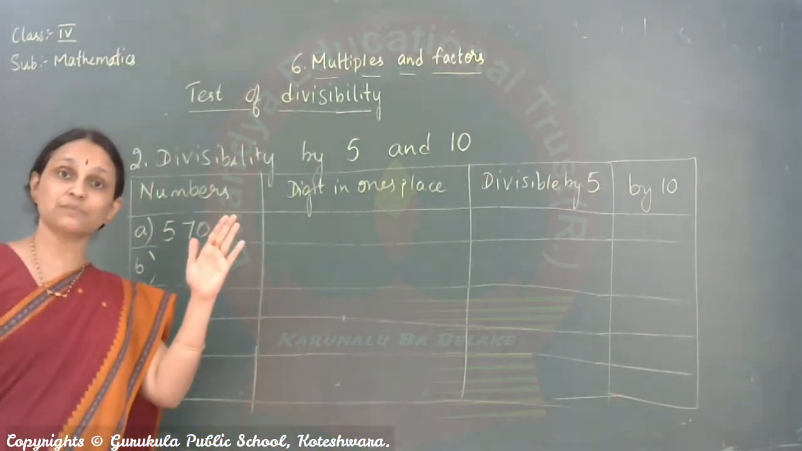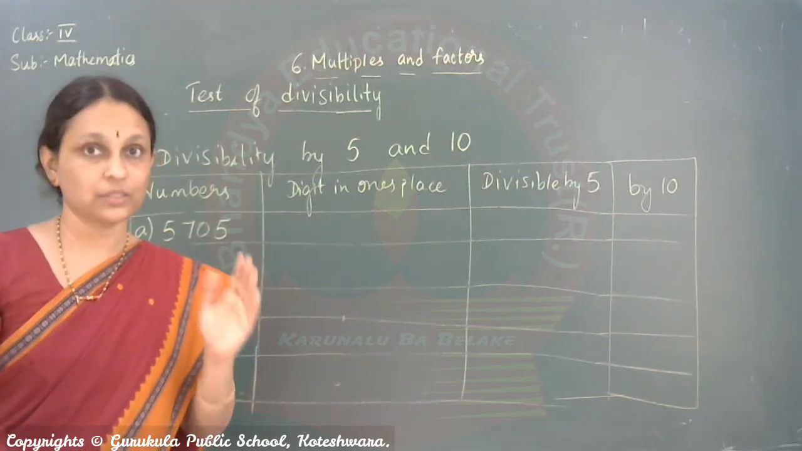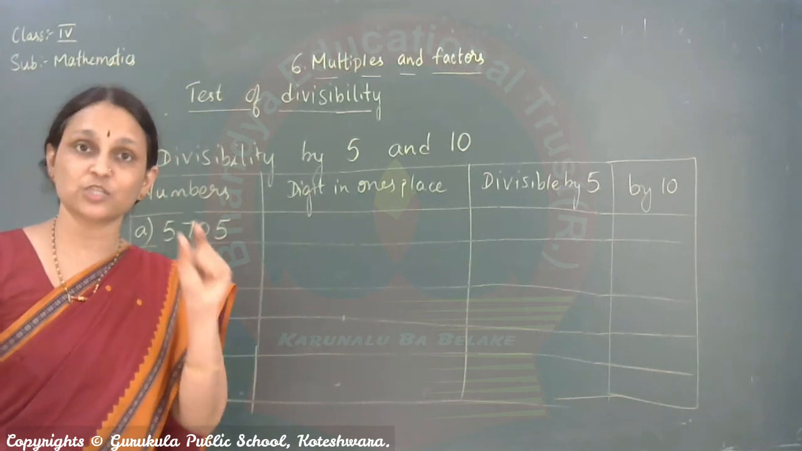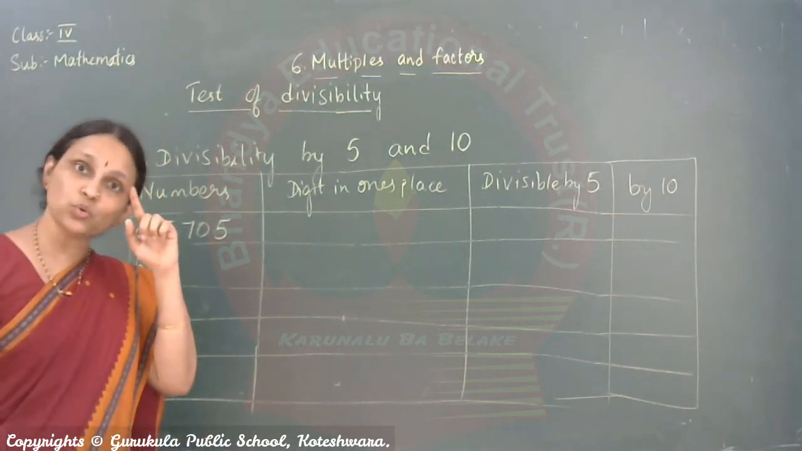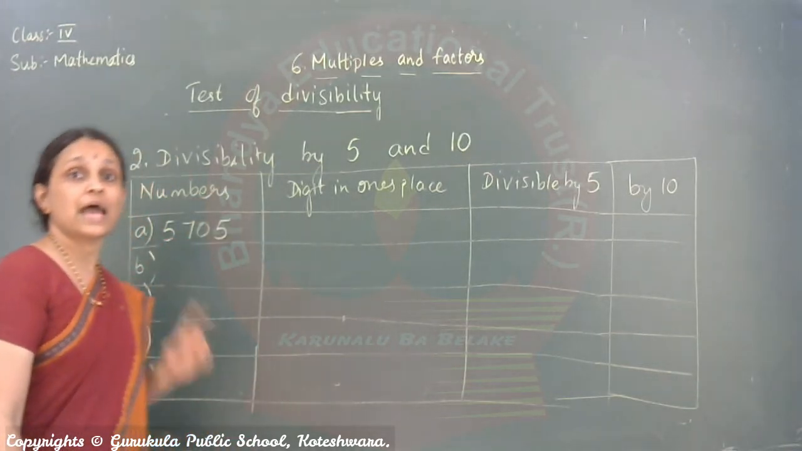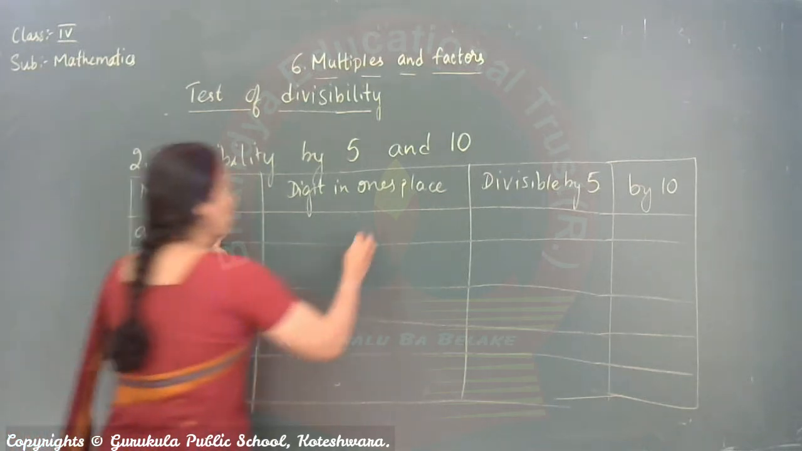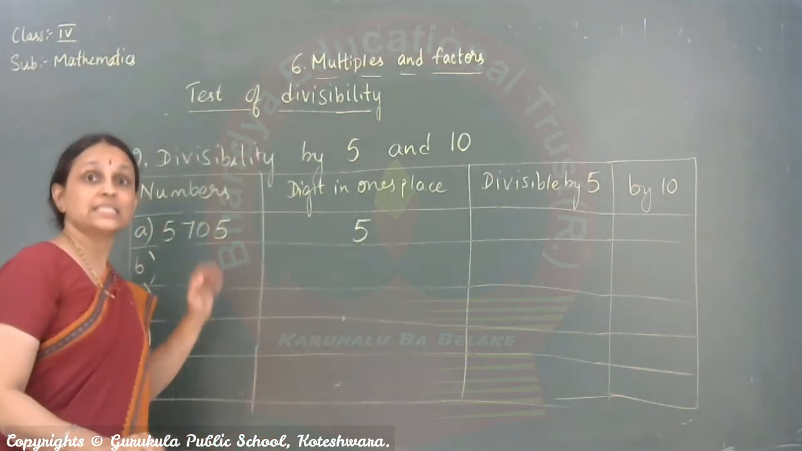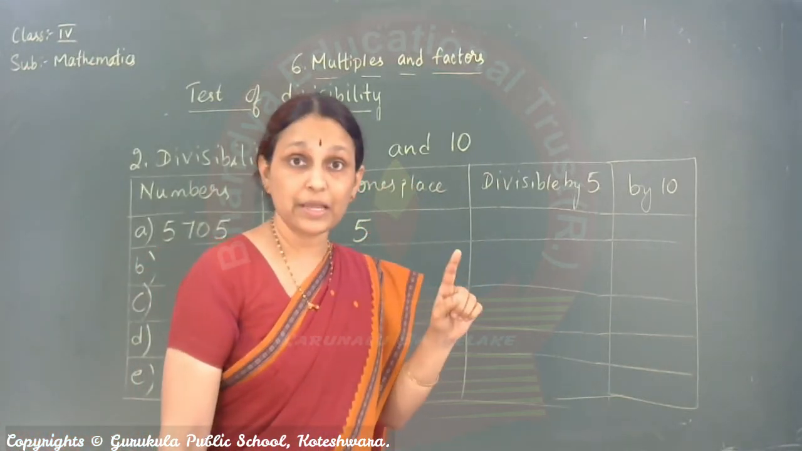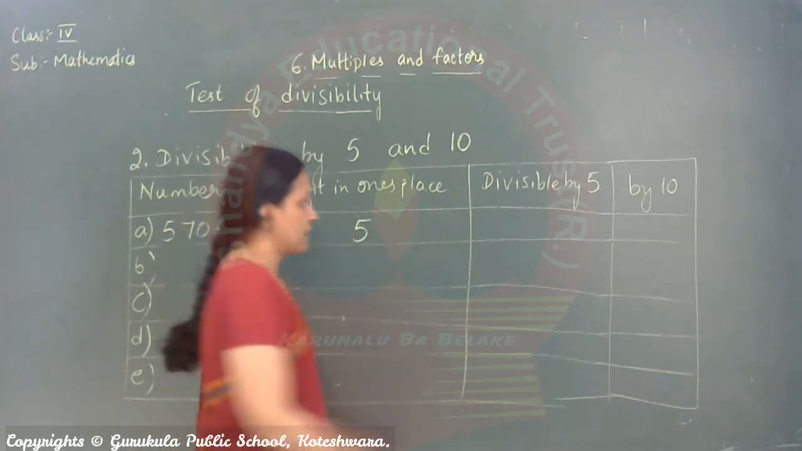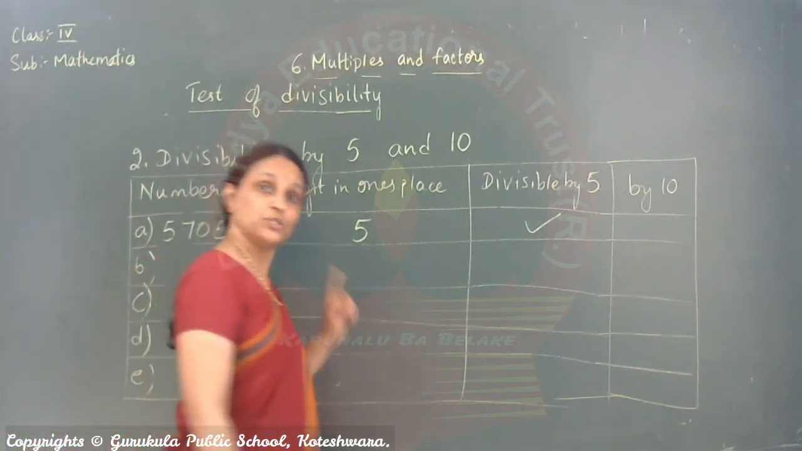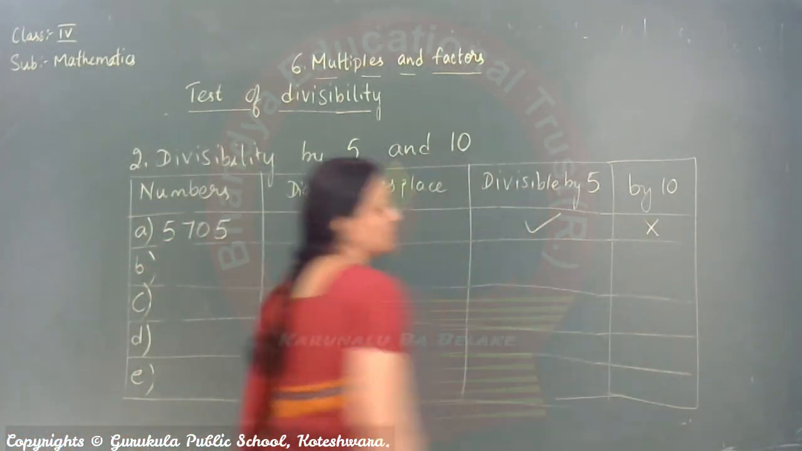By 5 means last number should be either 0 or 5. That is number in ones place. For 10, the last number, that is the number in ones place should be 0. Okay, keep the rule in mind and write the answer. First number is 5705. Now, ones place 5 is there. Is it divisible by 5? What did I say? Divisibility rule. Ones place you should have 0 or 5. So it is divisible by 5. Divisible by 10, ones place should be 0. So it is not divisible.